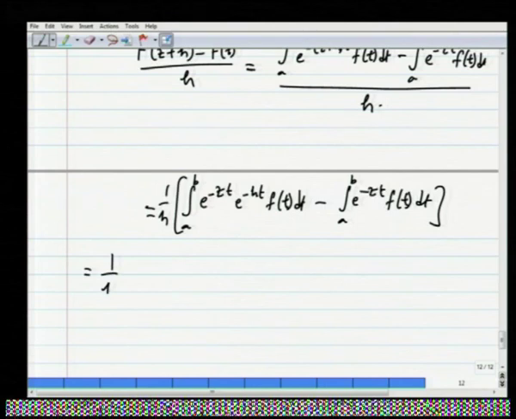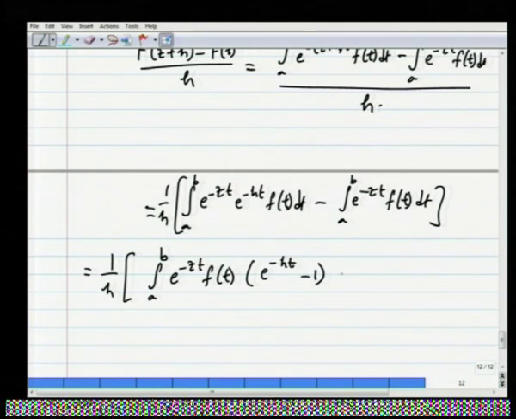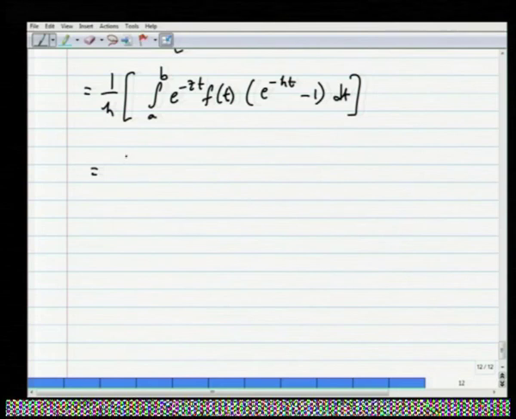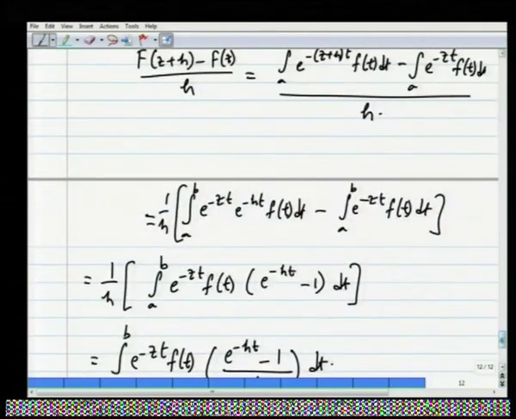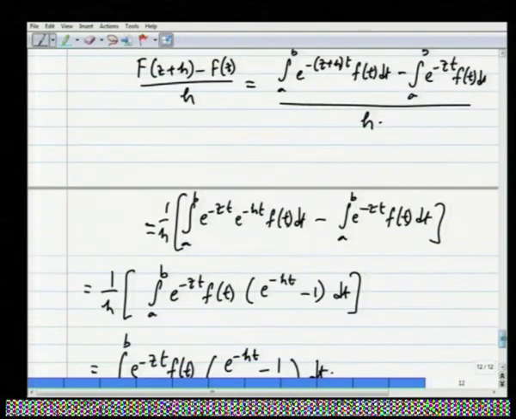Okay. So, I will combine these two integrals: integration from a to b of e^(-zt) f(t) times (e^(-ht) - 1) dt. And I will write this again as, since h is independent of the integration, I can take h inside the integration: e^(-zt) f(t) (e^(-ht) - 1)/h dt.